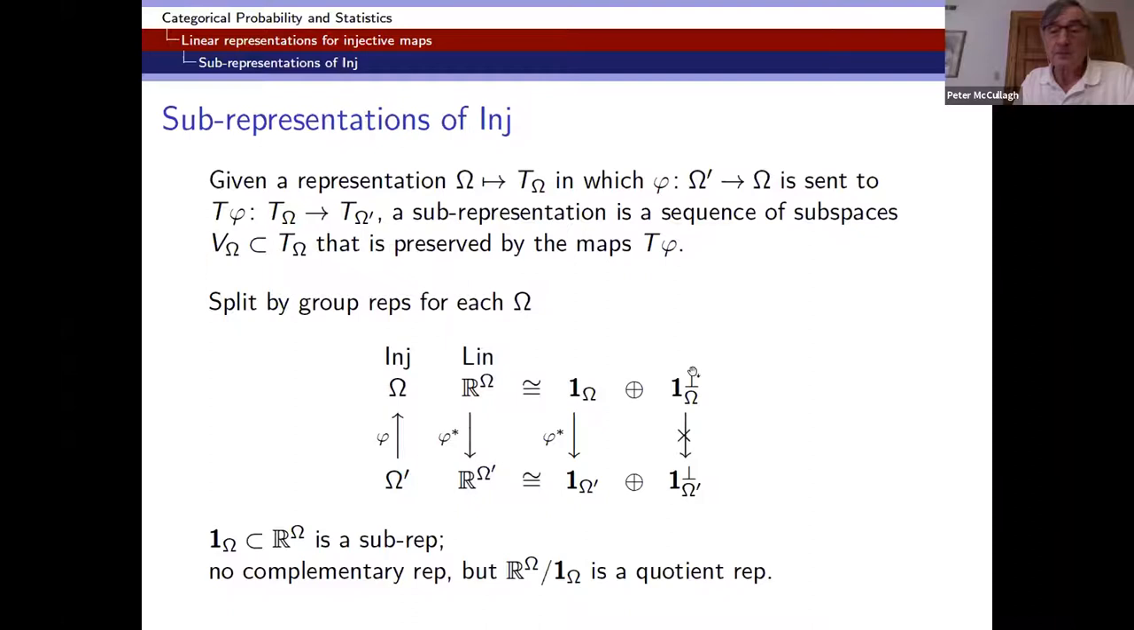Now you do the same down here for a set of a different size. It splits up in the same way, constant functions and then the complementary space. And what happens to this pullback? Well, the constant functions go to the constant functions. That's fine, and this is basically the identity map. But the complementary part does not go to the complementary part here unless these two sets are the same size, which I'm not assuming. So this is the consistency for different sizes that I'm interested in here. So given a representation R omega, the constant functions are a sub-representation and there's no complementary sub-representation.